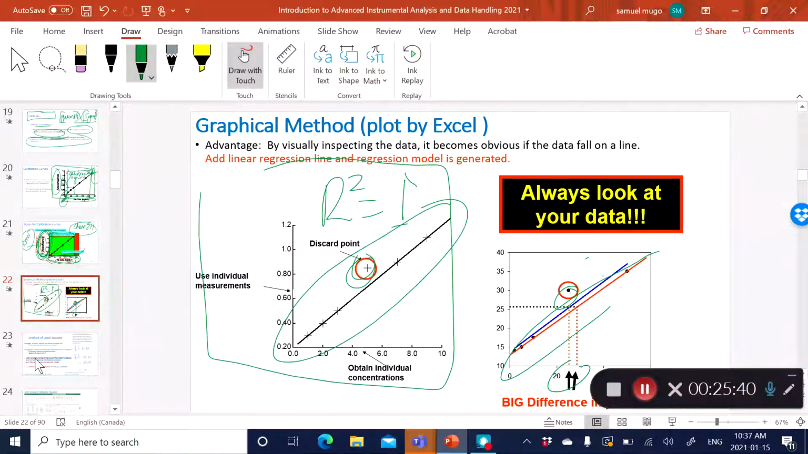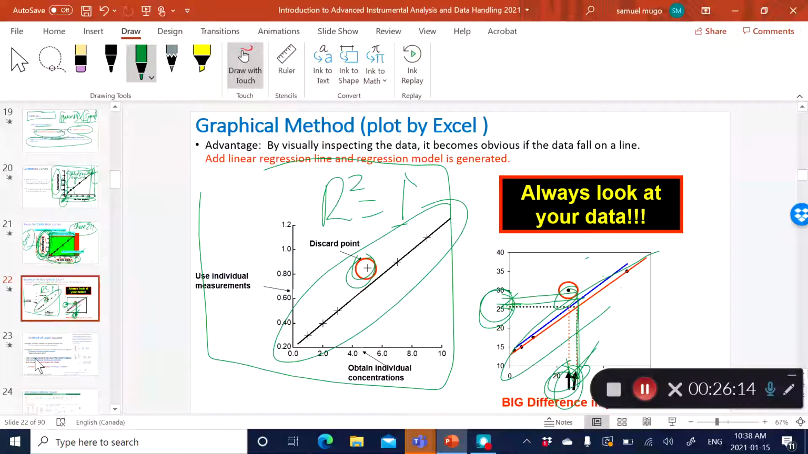That's how you determine the concentration of the unknown. You use the calibration curve to determine the concentration of the unknown. You've got the signal of the unknown, and then you use a calibration curve to determine the concentration of the unknown. And so you can see that because you've got that data point here that deviates from linearity, you're going to get very different results.